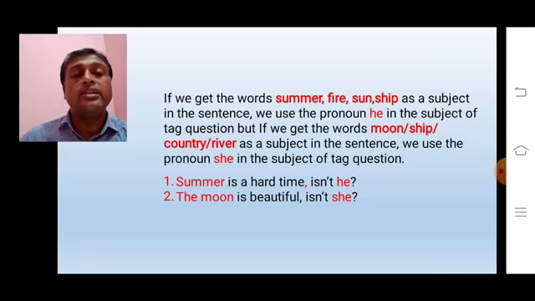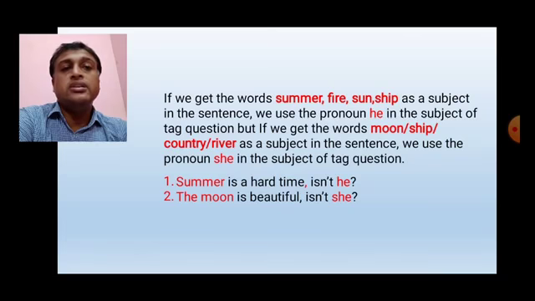Look at the second example. The moon is beautiful. Here subject is the moon. Here we can write it or she in lieu of the moon. So the answer of this sentence is isn't she or isn't it.